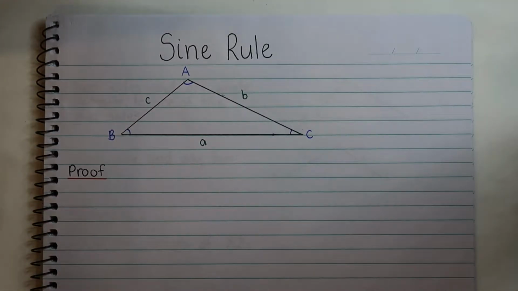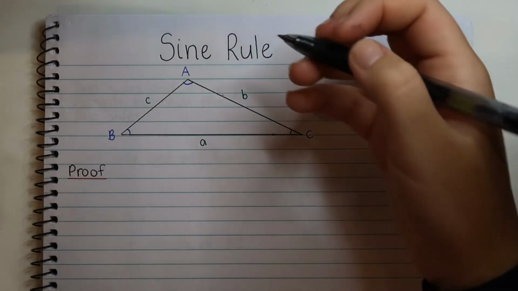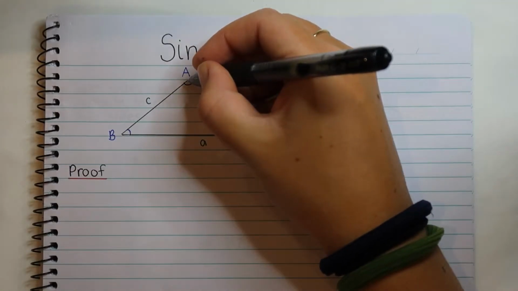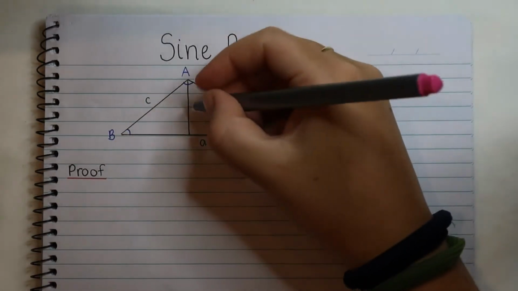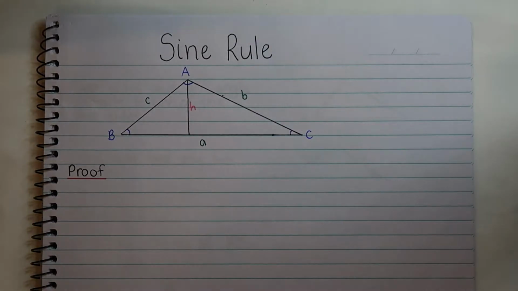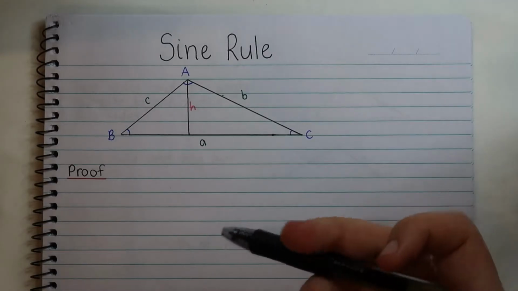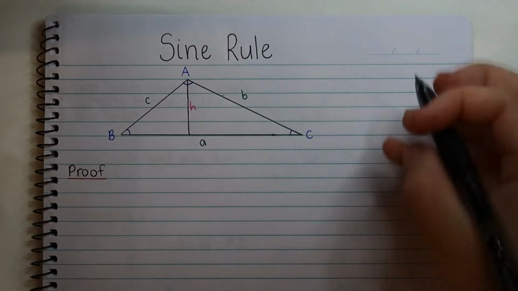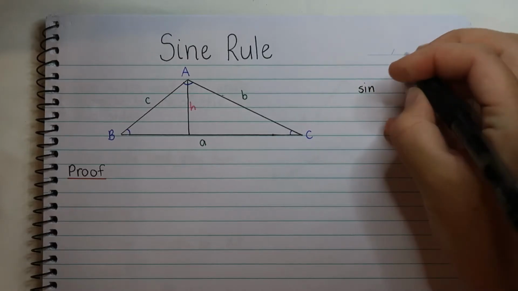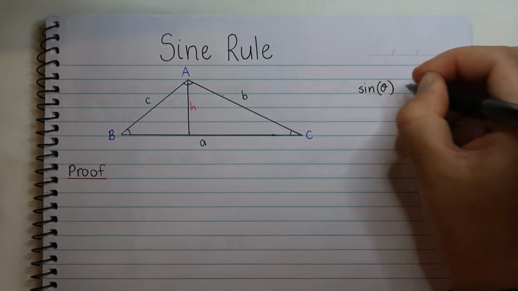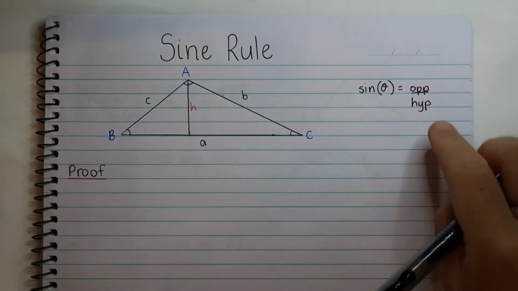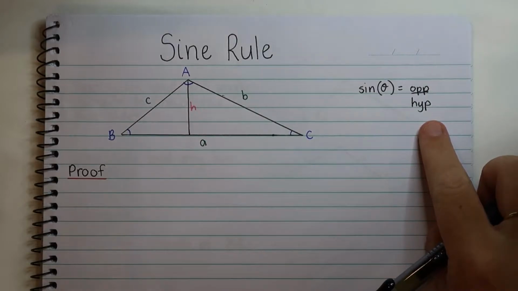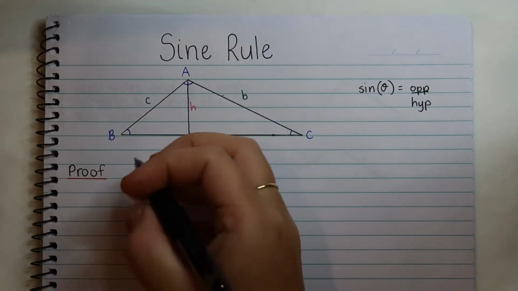So by drawing the height of the triangle from our A vertex, we're going to call this H. So we can express the height in two different ways. So we know that our rule, let's write our sine rule on the side. So sine theta is equal to the opposite over hypotenuse. So using this rule, we're going to represent the height in two different ways.